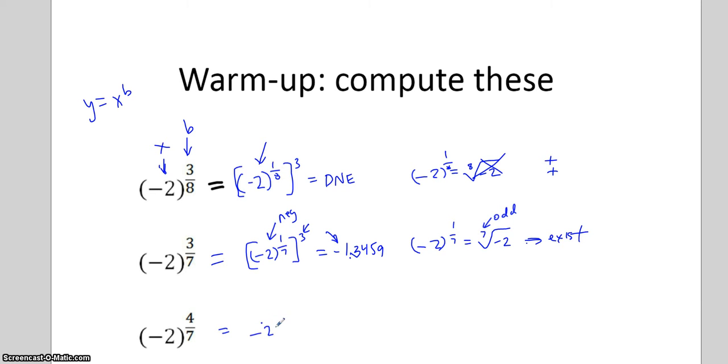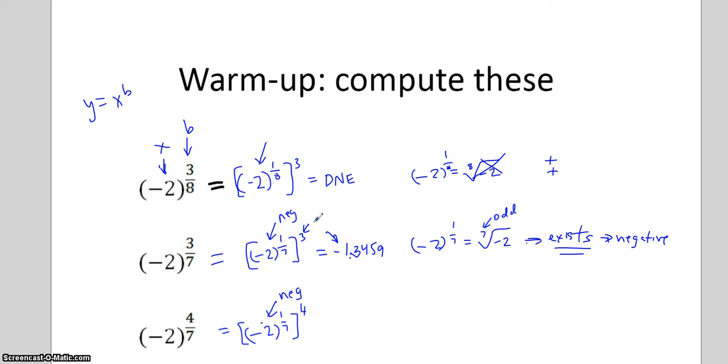Okay, now let's do the same analysis on this last one here. I'm going to rewrite this as negative 2 to the 1/7, now raised to the 4th power. Well, our first step in the analysis is the same as the last problem. This negative 2 to the 1/7, we know it exists, back right up here, and we know that it's also negative, right? If we're going to pick a number that's multiplied 7 times in a row, it's going to be a negative number, so we know that number is negative.